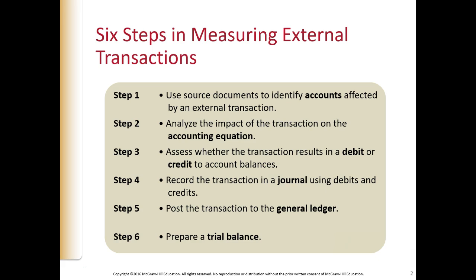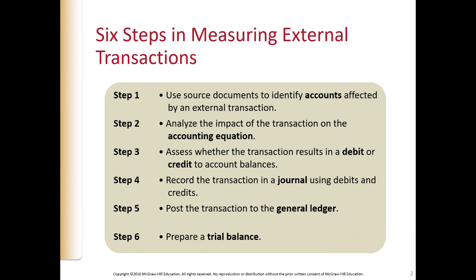The first step is you need to find the source documents that we use to identify the accounts affected by a transaction. Source documents can be a check you've written, an invoice you received, a statement you received, some type of document that relates to dealing with an outside party, someone outside the company. Then we will see what the transaction was. We will evaluate it as to the accounting equation in step 2.